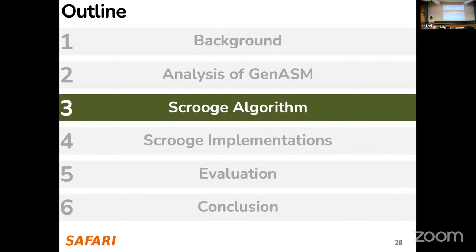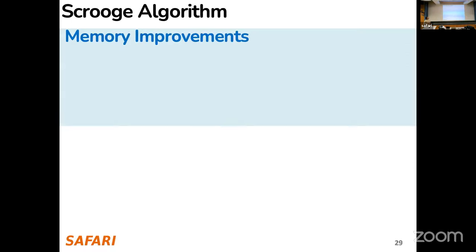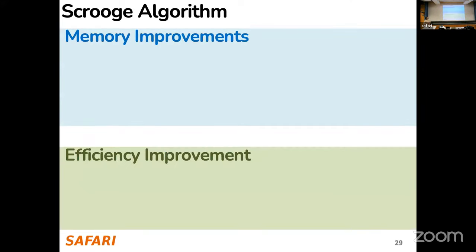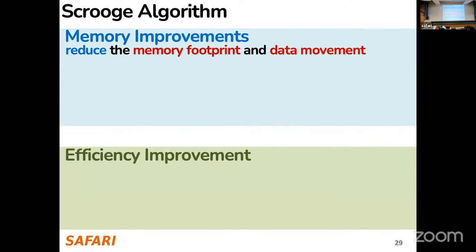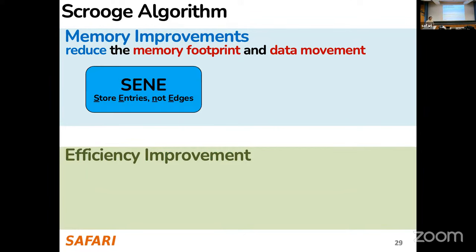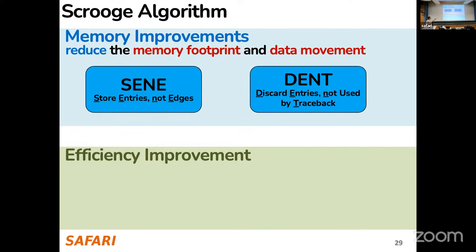To address these, we proposed the Scrooge algorithm, which consists of memory improvements and efficiency improvements. The memory improvements try to reduce both the memory footprint and the memory bandwidth requirement. We call these SENE and BENT, which are abbreviations for what you can see there.